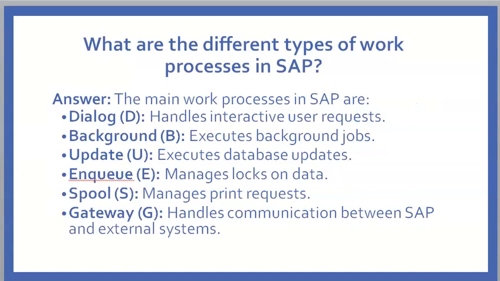What are the different types of work processes in SAP? Answer: the main work processes in SAP are: dialog, which handles interactive user requests; background, which executes background jobs; update, which executes database updates; enqueue, which manages locks on data; spool, which manages print requests; and gateway, which handles communication between SAP and external systems.